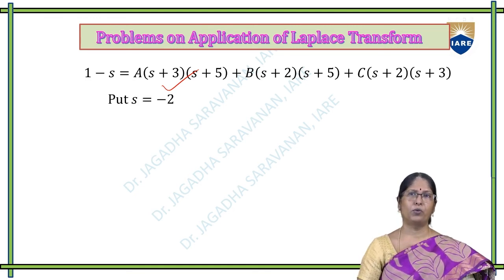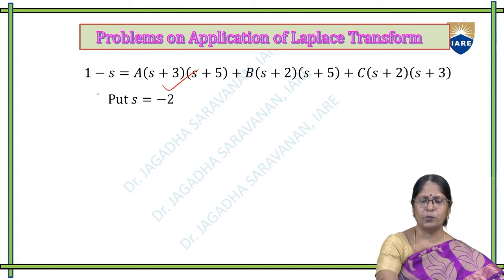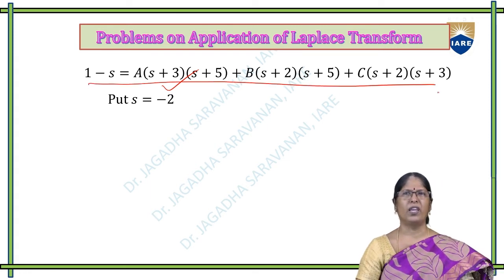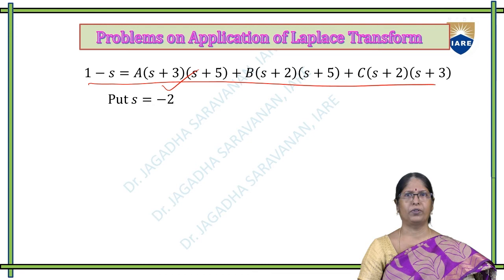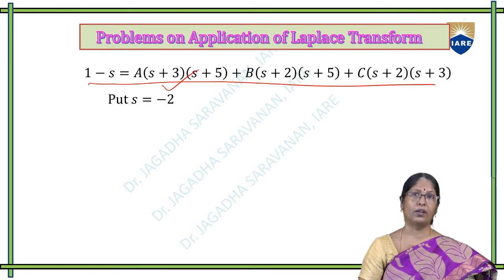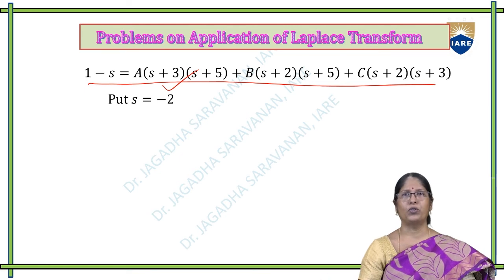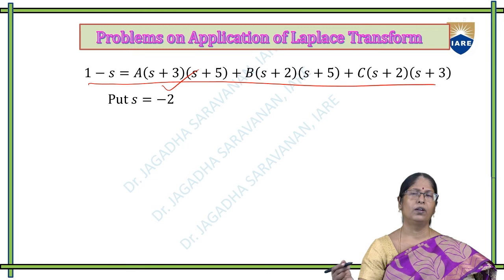Put s equal to minus 2. This particular thing to solve, any way we can adopt. It's not a particular thing that only should be done. No, we can adopt any way to solve this equation to find the constant values, that is a, b and c.